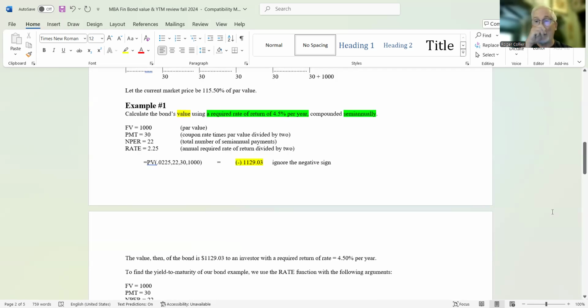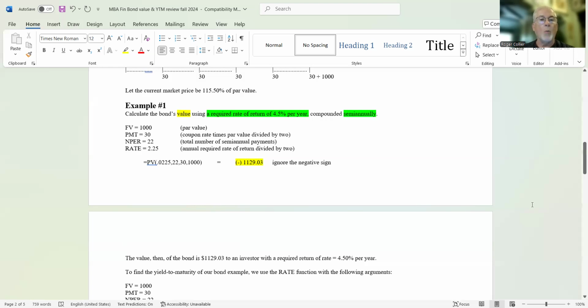And remember, you can ignore that negative sign for now. That's just that quirk in Excel. When you put in positive numbers, it gives you back out negative numbers. Now let's think about that number a bit, 1129.03. That is the value, not the price. That is our individual estimate of value based on our required rate of return. It is not the price.